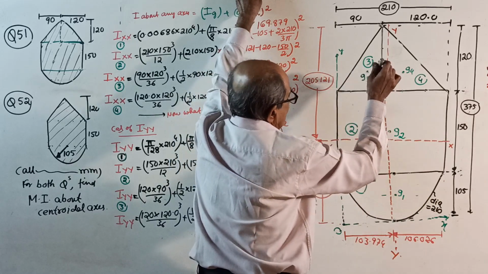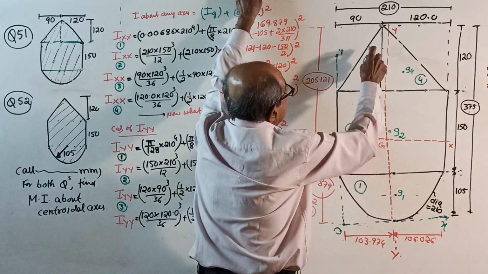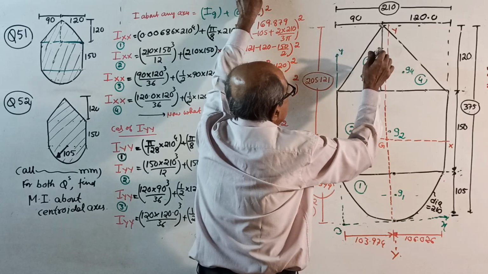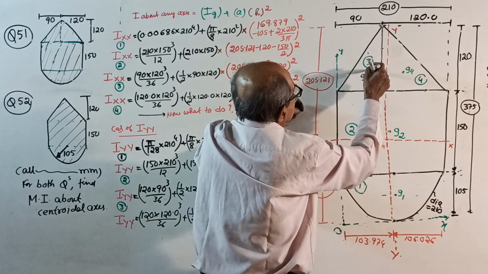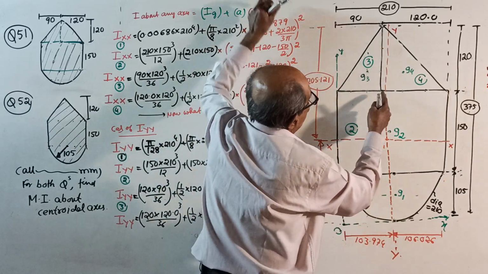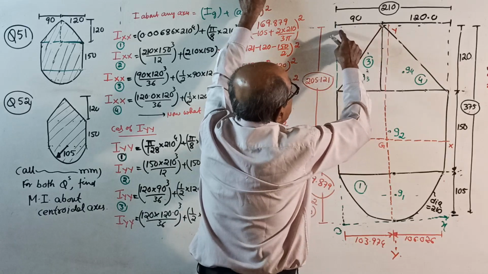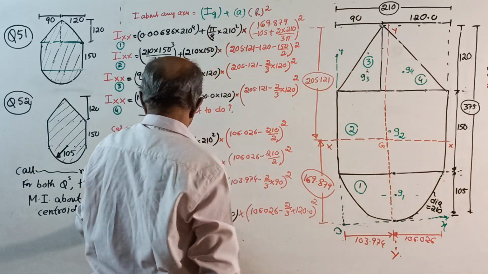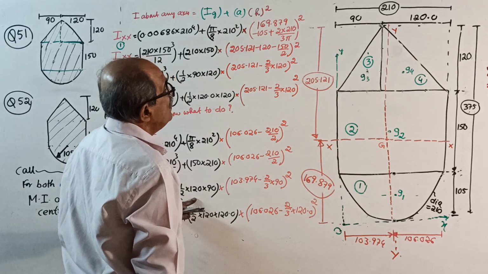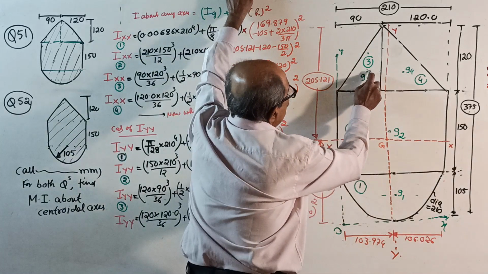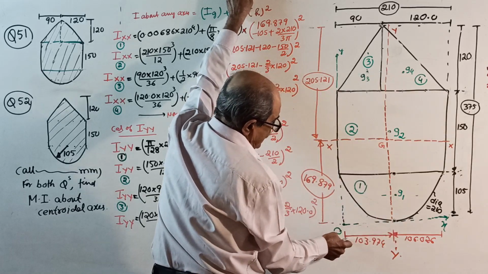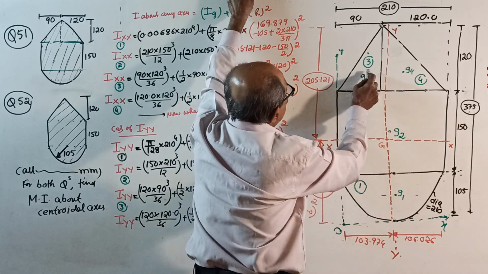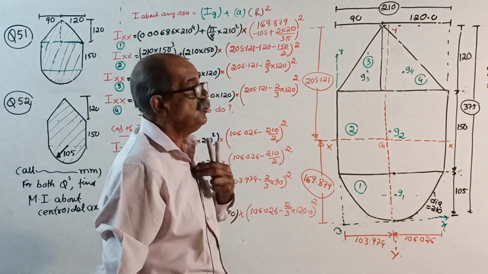Here, I about its own centroidal axis. See here, this one. Its own centroidal axis here. Parallel side, 120 into 90 cube by 36 plus half into 120 into 90 area into this distance square, that is 103.974 minus 2 by 3 of 90 whole square.